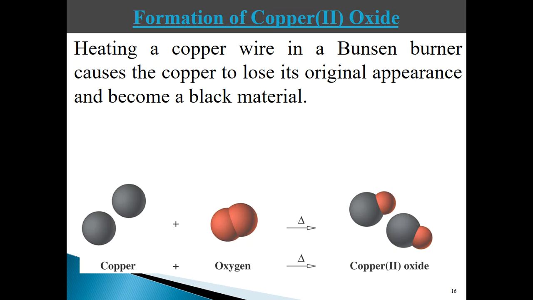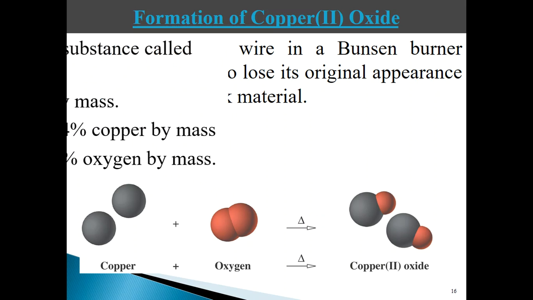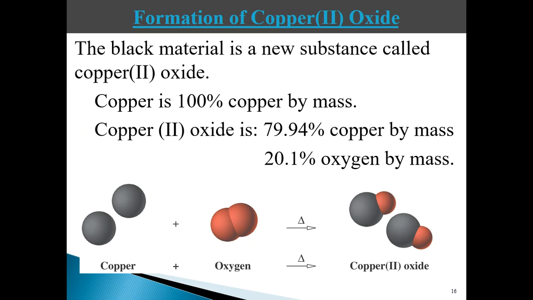So this is an example of a chemical change because you're starting with one substance, copper, and you end up with a new substance, which in this case is copper(II) oxide, right? And we can tell that the two substances are different. Copper(II) oxide is a black substance. Copper itself, the metal, is a brownish red metal, right? So that alone tells you that a chemical change has taken place.